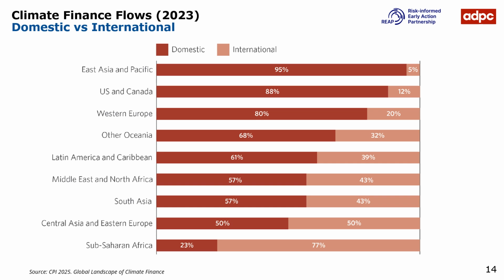This raises a justice question: how can international climate finance better reach countries and communities that face high risk but have limited capacity to mobilize finance domestically?